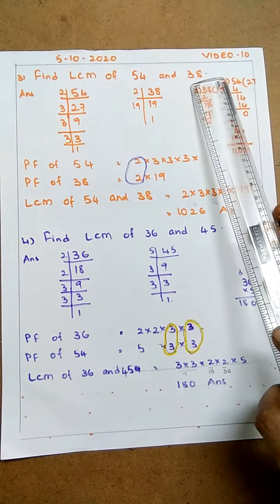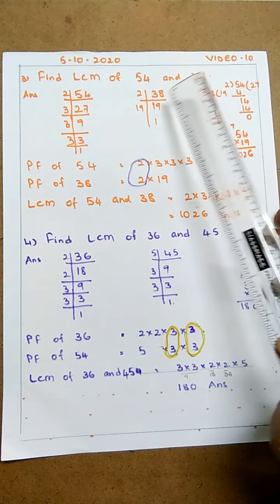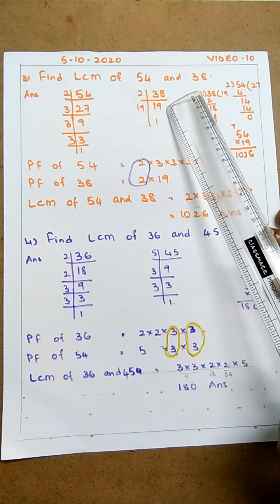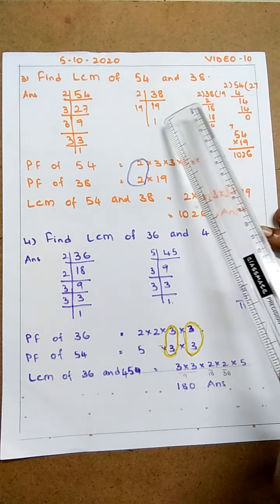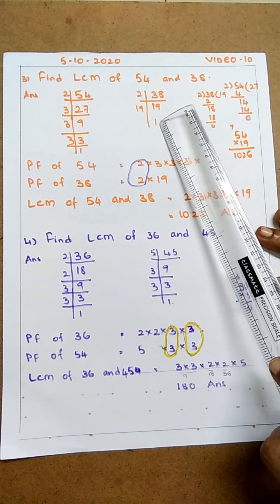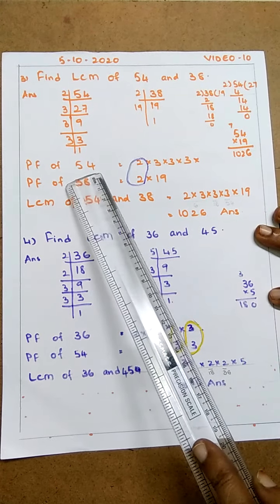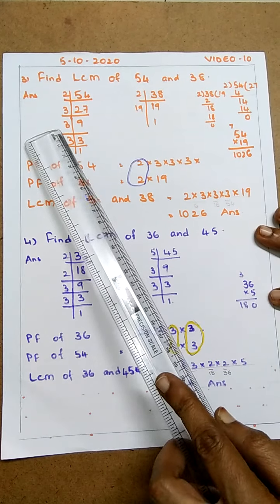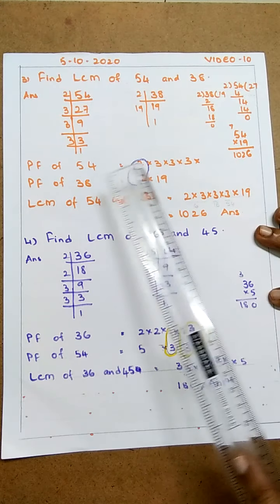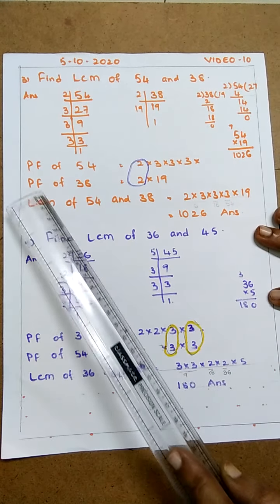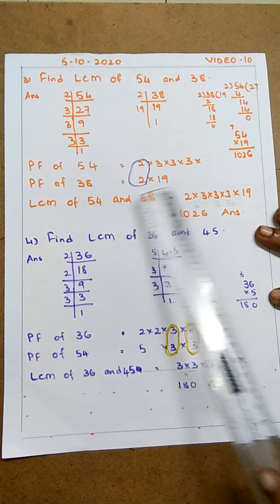Now let us take 38, it's an even number, let us divide it by 2. Here I have shown the division. So in 38, 2 goes 19 times. 19 is a prime number, so divided by 19 directly, you get 1 as the quotient. Now, let us write the prime factorization of 54: 2 into 3 into 3 into 3. So, 2 one time and 3 three times. Next, prime factorization of 38 is 2 into 19.